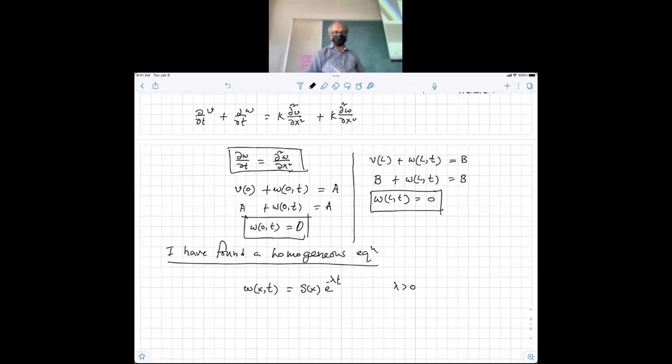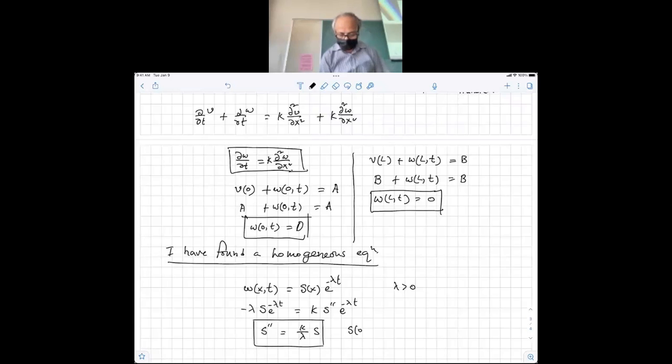Separation of variables. So you substitute s of x e to the power minus lambda t. There is a k missing, I'm sorry. I have k here and I forgot to write it down. If I substitute back here, then I can see that minus lambda s e to the power minus lambda t is k s double prime e to the power minus lambda t, and then I get s double prime equals k over lambda s. And I have s of 0 is 0, s of L is 0. I have the boundary condition.